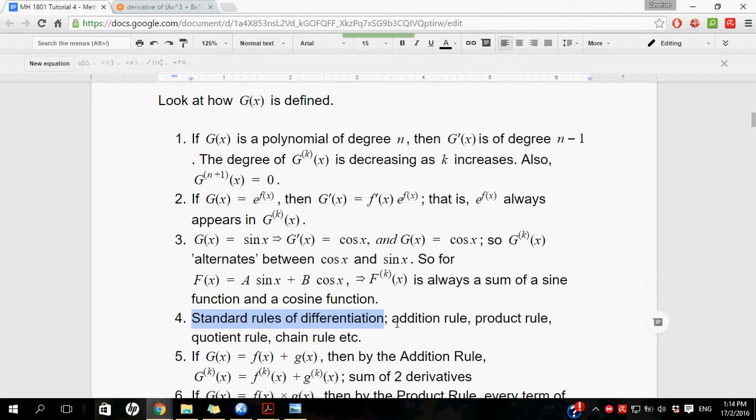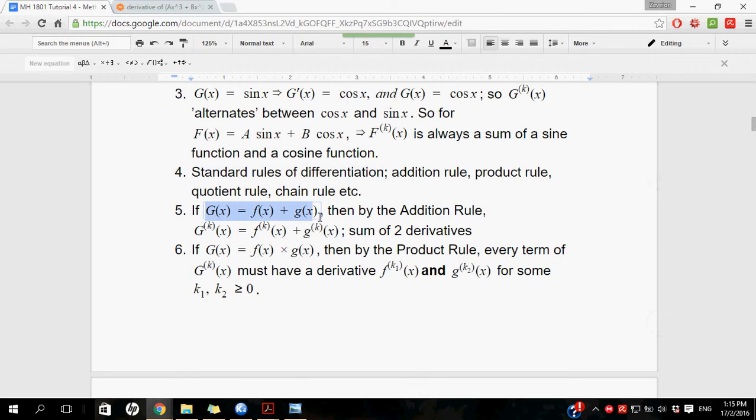The addition rule, the product rule, quotient rule, and chain rule. If we have, for example, a sum of two functions, by the addition rule, it follows that the kth order derivative is a sum of two kth order derivatives. We just need to differentiate f of x and g of x k times, and that will give us the kth order derivative of g, large G.